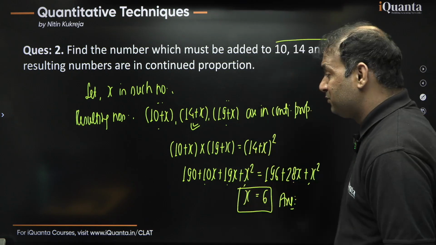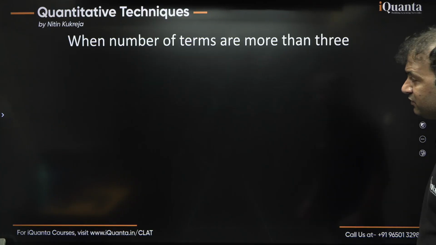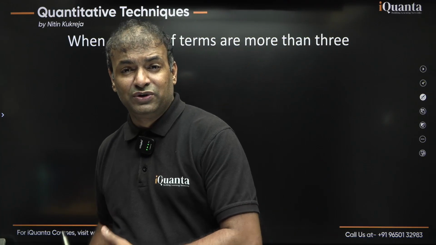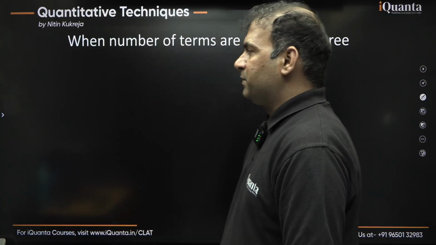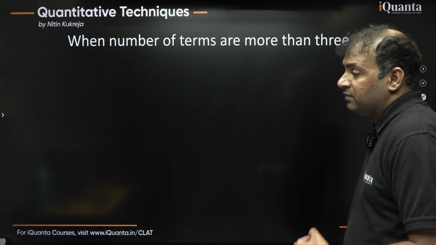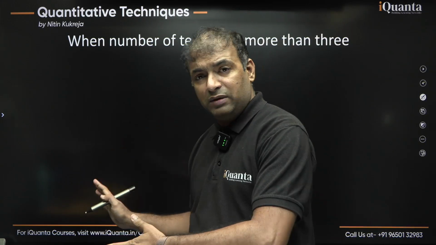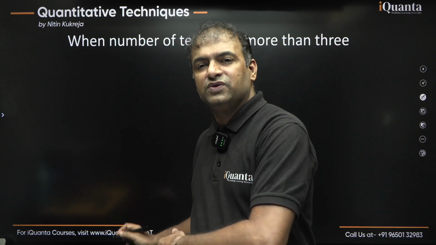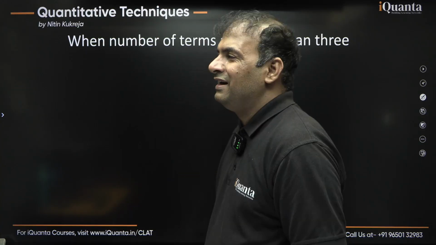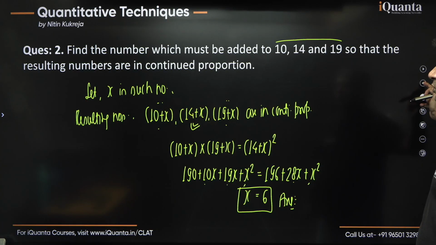Now one more thing, very important. Guys, what will happen if the number of terms in continuing proportion is more than 3? As we just discussed what happens when the number of terms is more than 4 in normal proportion, similarly, we have to discuss what will happen when the number of terms is more than 3 in continuing proportion. But what is the logic of continuing proportion? Let me take you there.